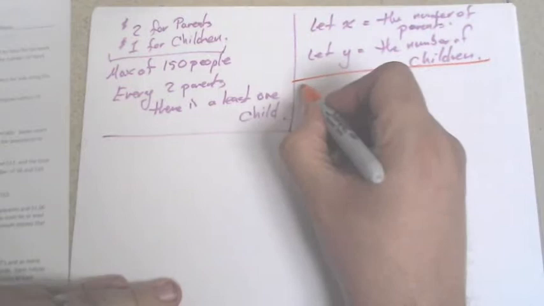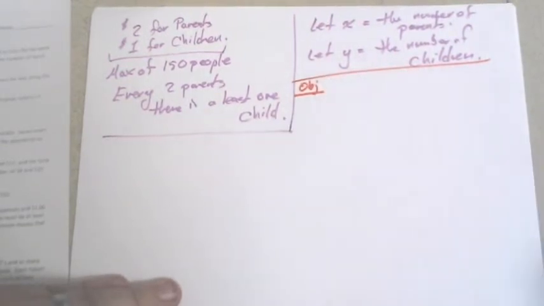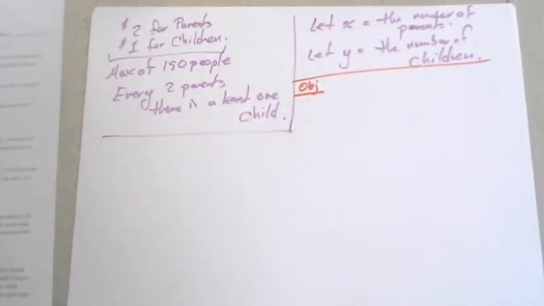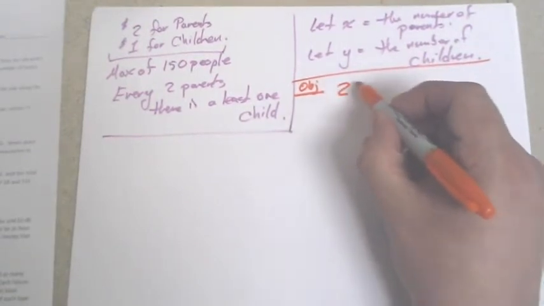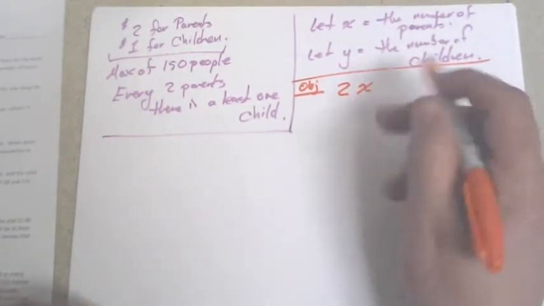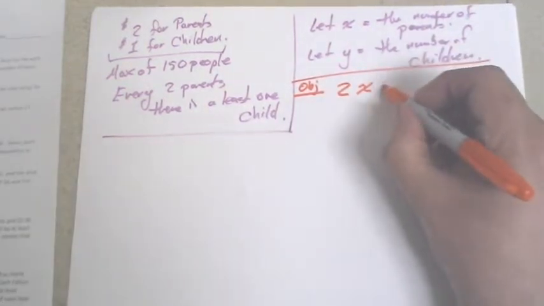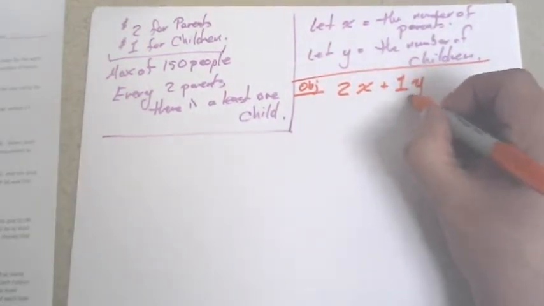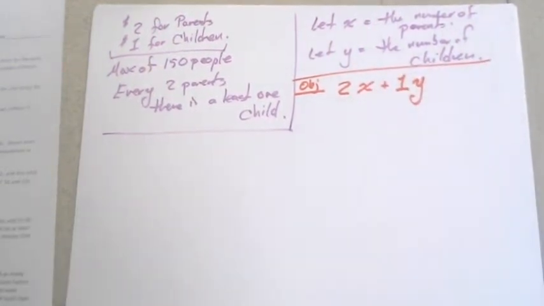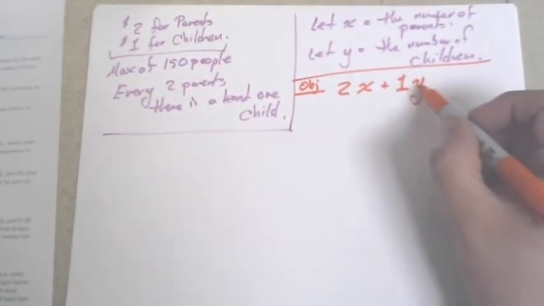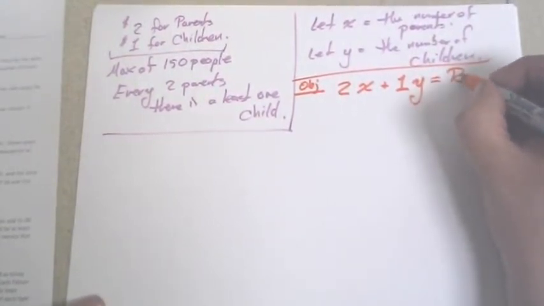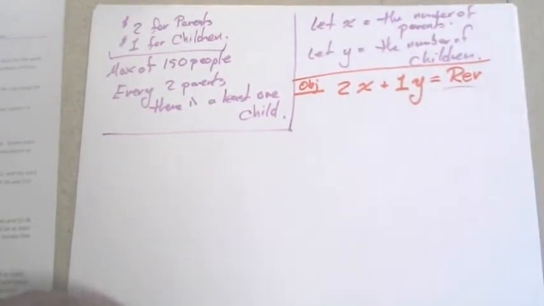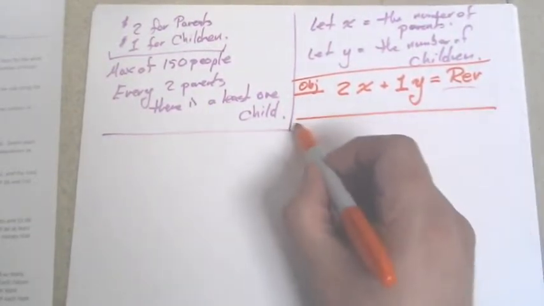So the first thing we need here is an objective function. Our objective function, we're told here, is to get the maximum money coming in. So our money comes from $2 for every parent. So 2 times the number of parents is going to be the money coming in from parents, plus $1 for every child, y. That 1 isn't necessary, I'm just trying to be clear. So $1 for every child, y being the number of children, is going to equal our revenue. And that's what we're trying to maximize, is revenue. So this is our objective function.